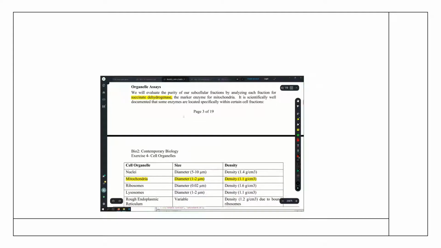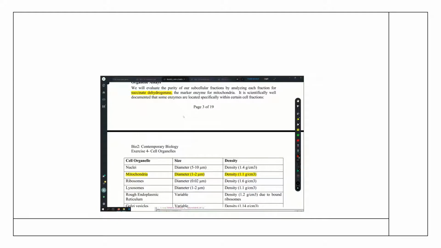Organelle assays. We will evaluate the purity of our subcellular fractions by analyzing each fraction for succinate dehydrogenase, the marker enzyme for mitochondria. It is scientifically well documented that some enzymes are located specifically within certain cell fractions.